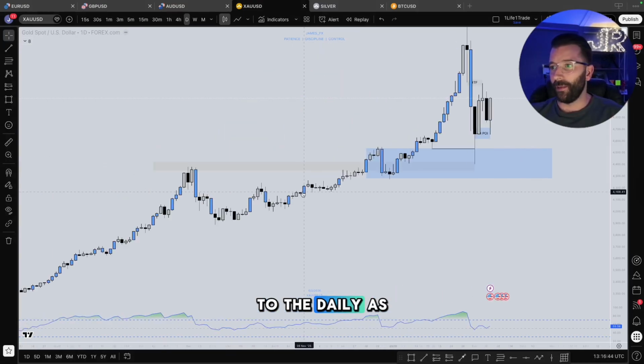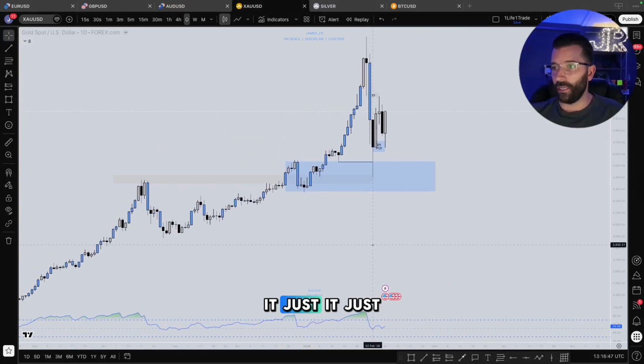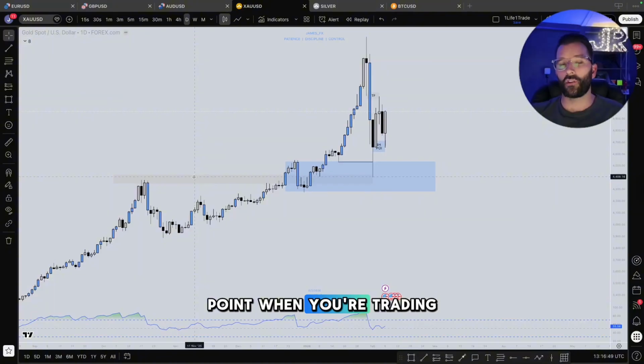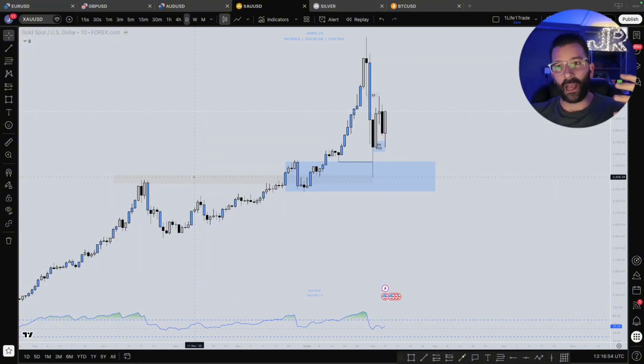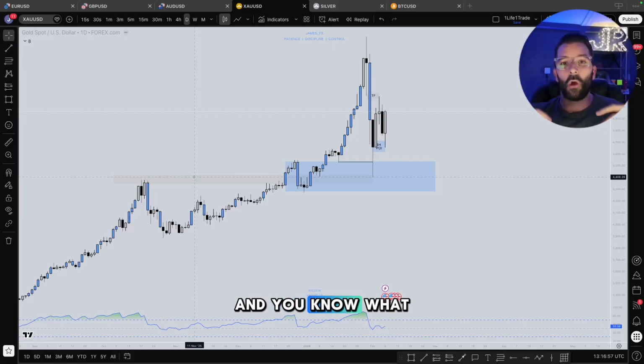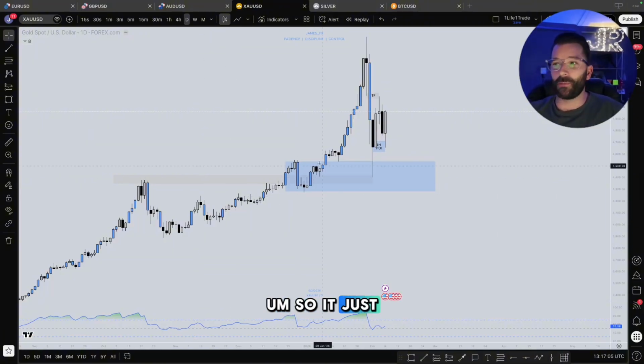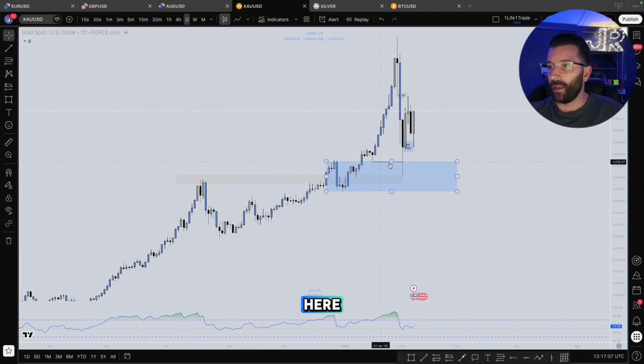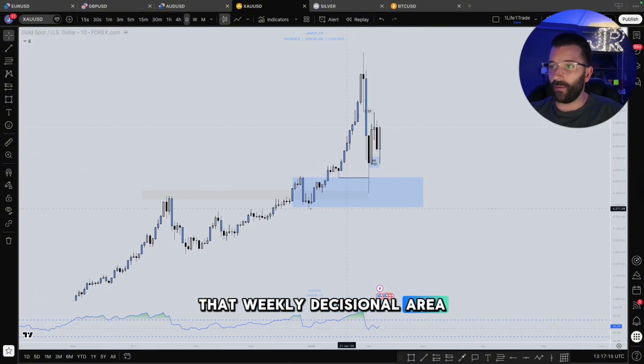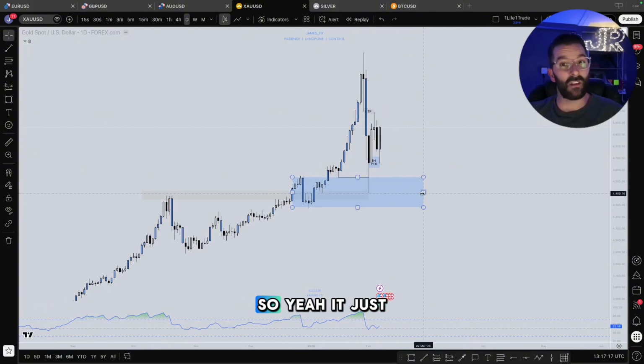So we jump onto the daily. As you can see, it just feels right. You get to a point when you're trading for a while and you've been watching a lot of charts, the areas sort of stand out to you and you know what looks right. Doesn't always mean it's going to be right, but it's a good chance there could at least be a reaction. So it just makes sense why it's here. Liquidity's been taken here on that black line, if you can see. That was the weekly, this box here, that weekly decisional area, higher time frame break and retest. So yeah, it just makes sense. Okay, it could react from here.